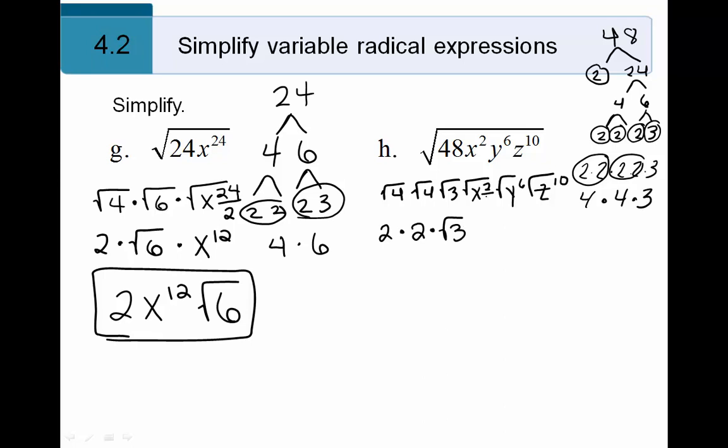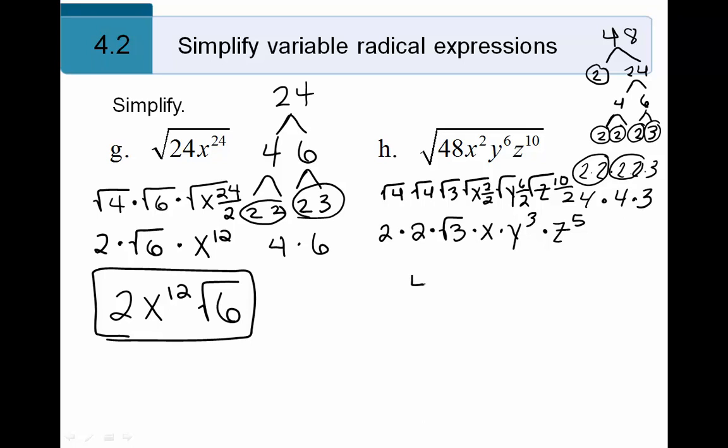The square root of x squared, 2 divided by 2 is 1, is x to the first. The square root of y to the 6th is y to the 3rd. The square root of z to the 10th is z to the 5th. Notice the radical signs are gone on those things that you divided. So now look at everything that no longer has a radical sign, because that's going to come up front.